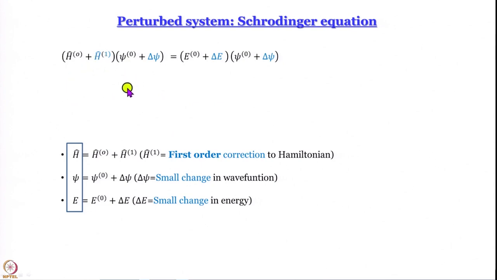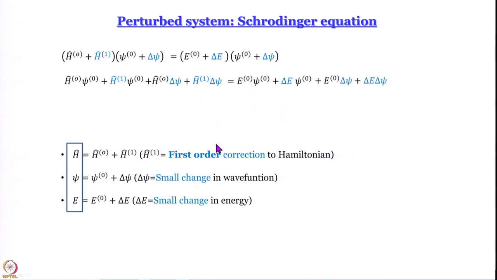Okay. So, now H zeroth psi 0 plus H first psi 0, let us say these are the 2 terms. I have taken these 2 terms in the first place. The third and fourth terms will be H zeroth delta psi plus H first delta psi, simple. Right hand side similarly will be E zeroth psi 0 plus delta E psi 0 plus E zeroth delta psi plus delta E delta psi. Okay. We have got our 8 terms. Now, let us see how many of these are going to become 0.